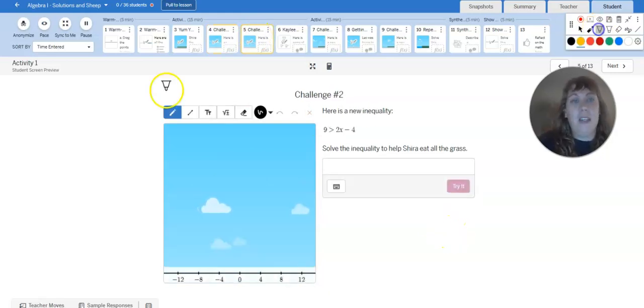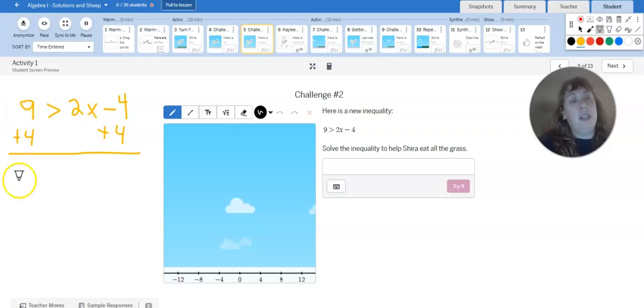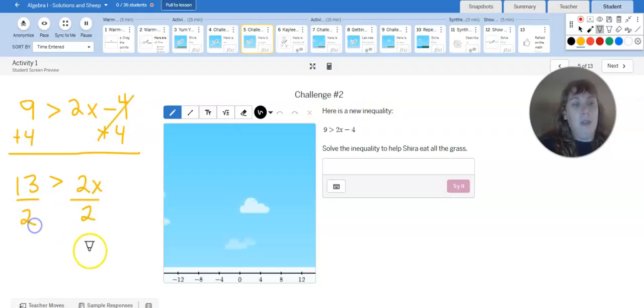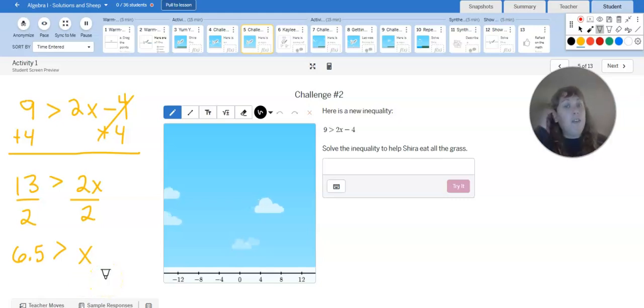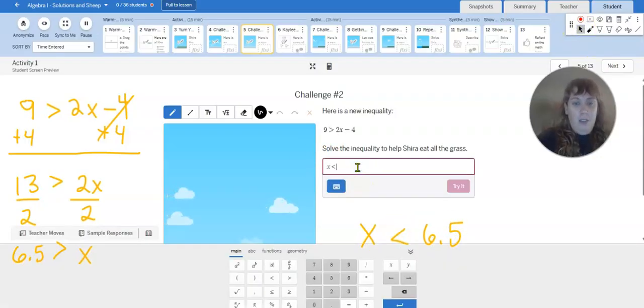Here's a new inequality. So we have 9 is greater than 2x minus 4. So I'm going to add 4 to both sides, starting to get that x alone. 9 plus 4 is 13, is greater than 2x. And then we want to divide both sides by 2. So 13 divided by 2 is 6.5, is greater than x. Again, if we want to flip this to put x in the front, we would write it as x is less than 6.5. Let's try it out.